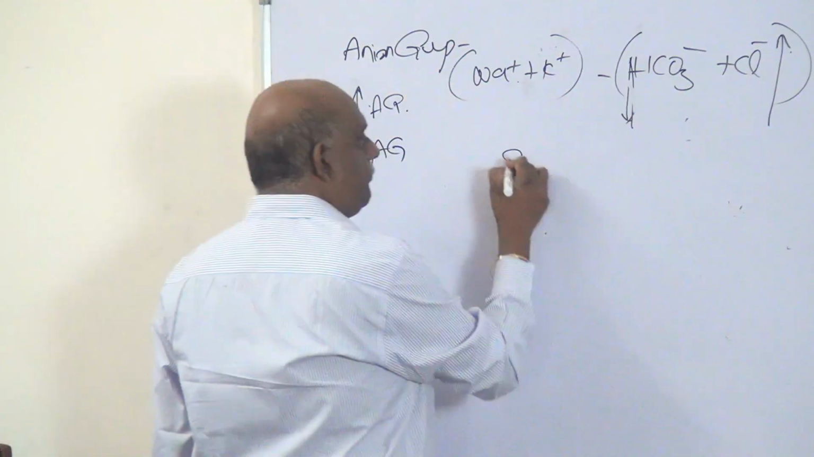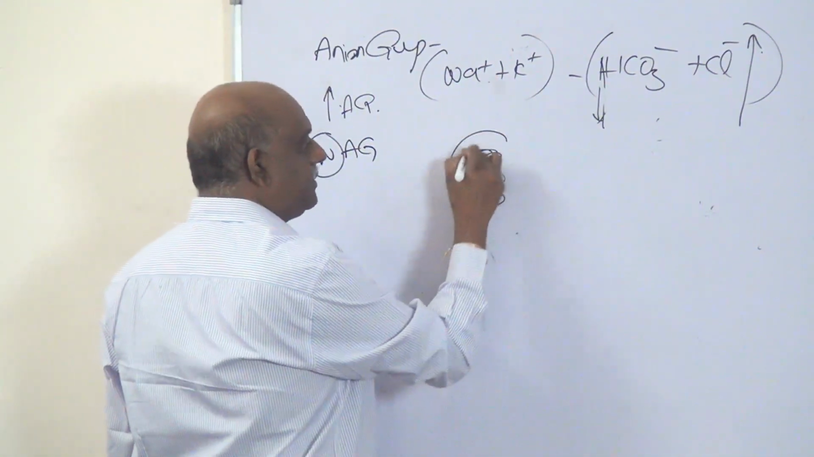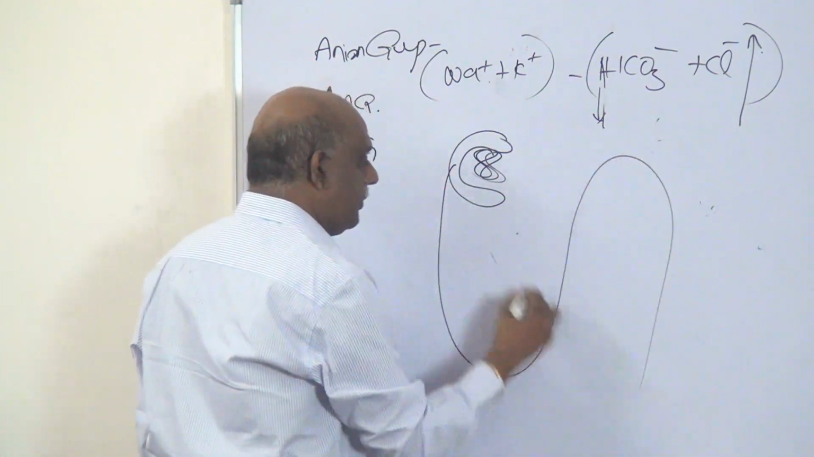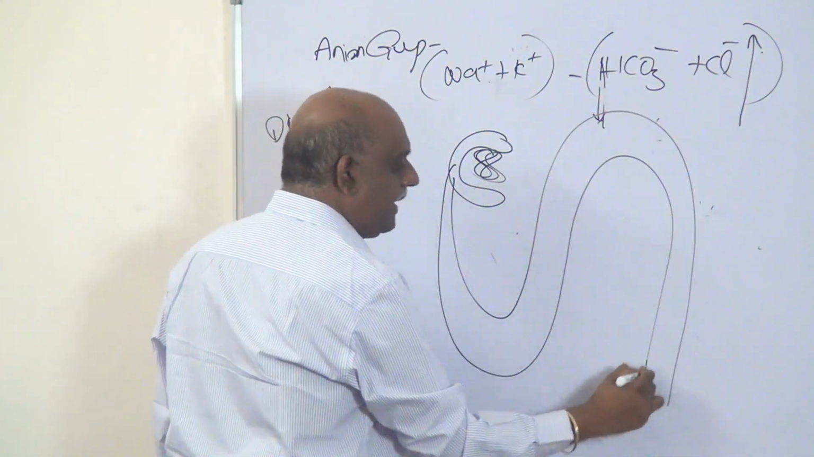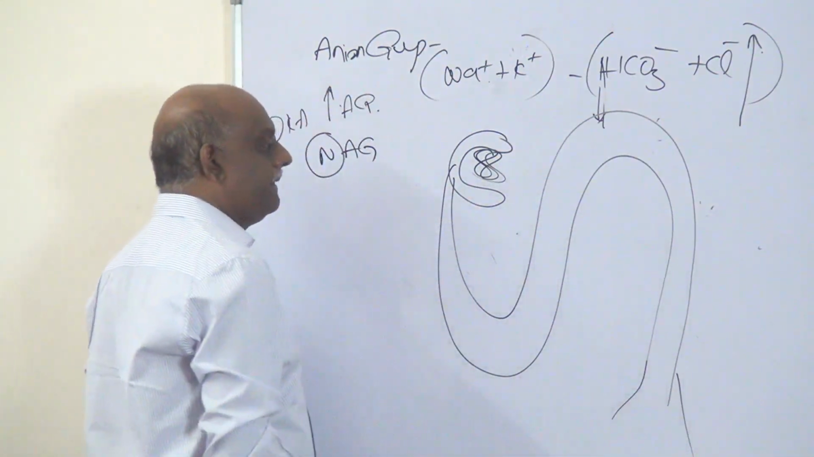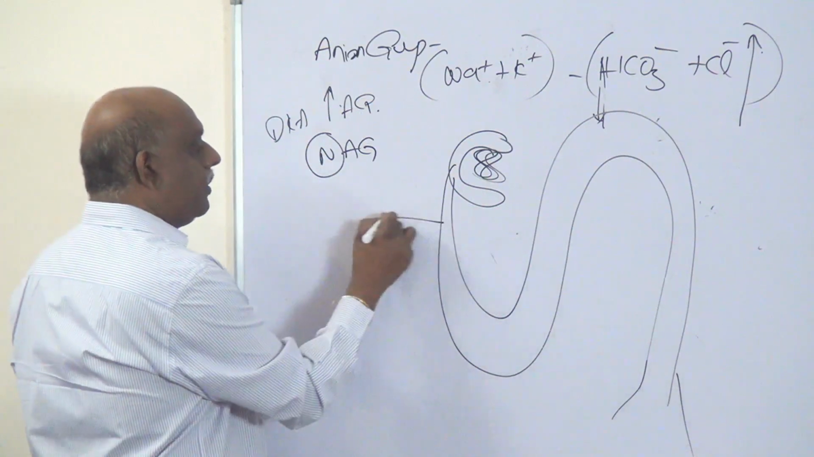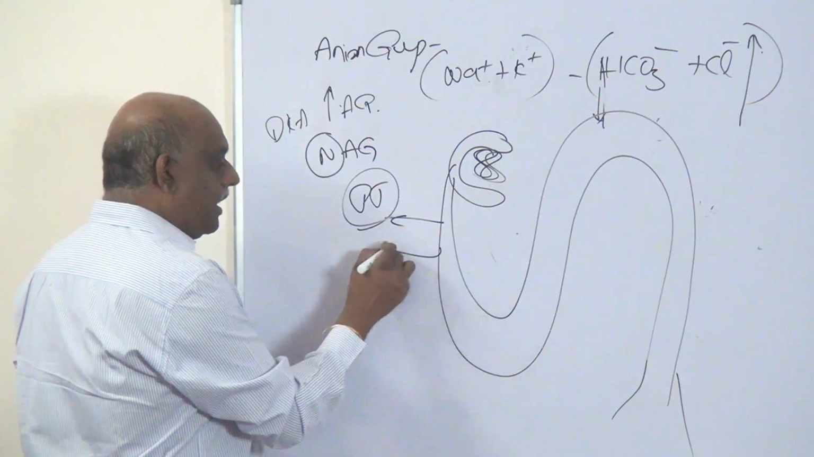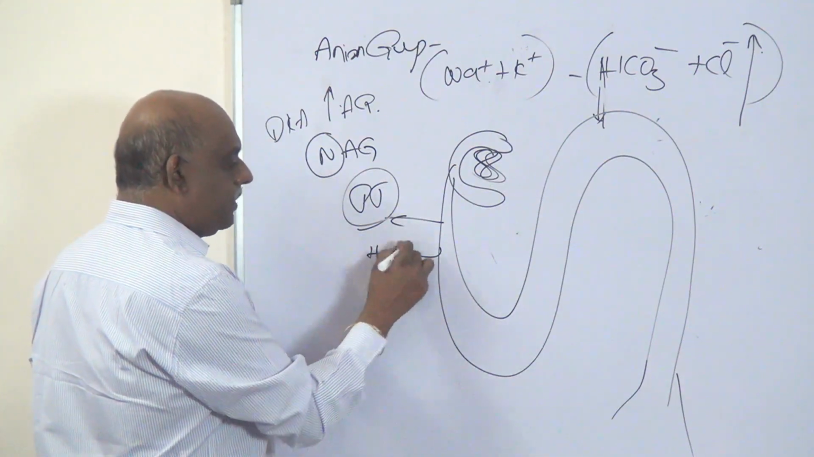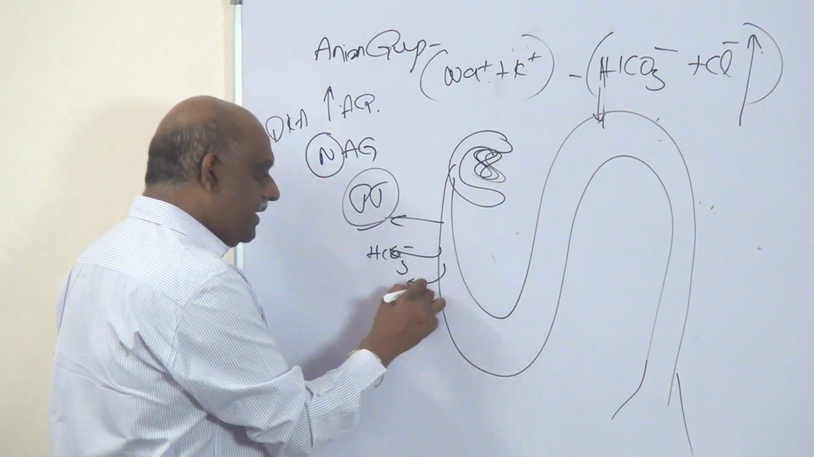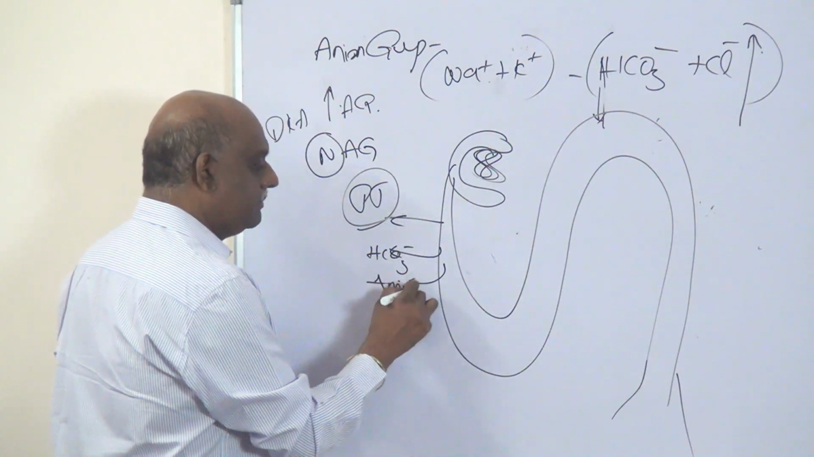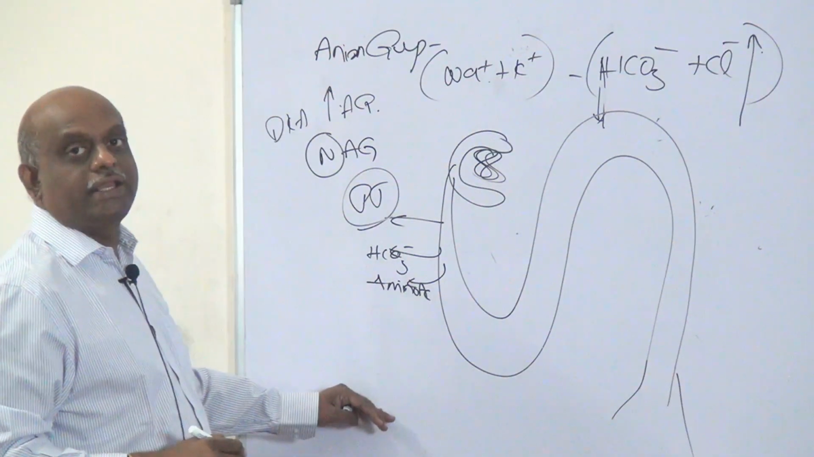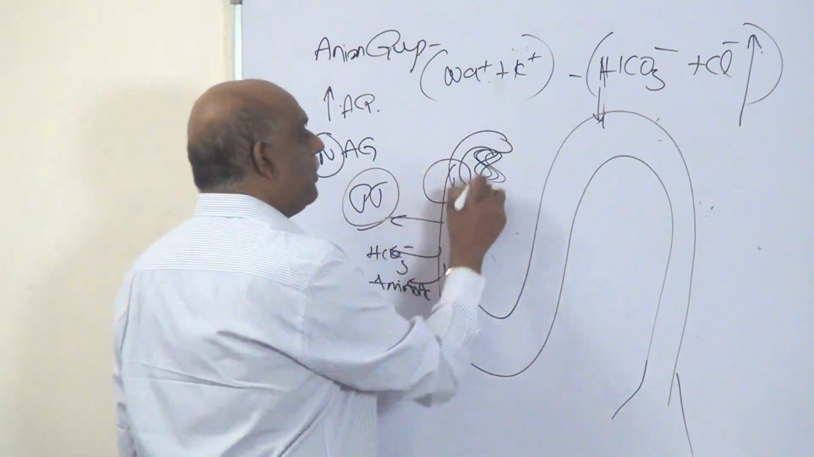So, if you take, this is the glomerulus, this is the Bowman's capsule, then we have the proximal tubule, and the ascending and descending loop of Henle. At the level of the proximal tubule, what all happens? Bicarbonate is reabsorbed, amino acids are reabsorbed. All this reabsorption basically happens at the level of the proximal tubules.